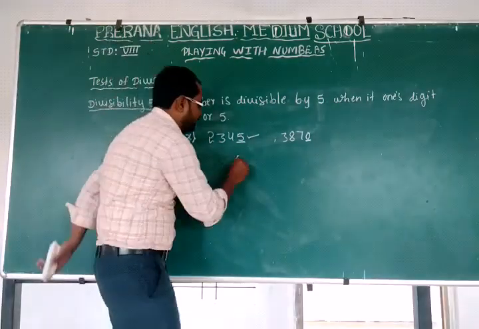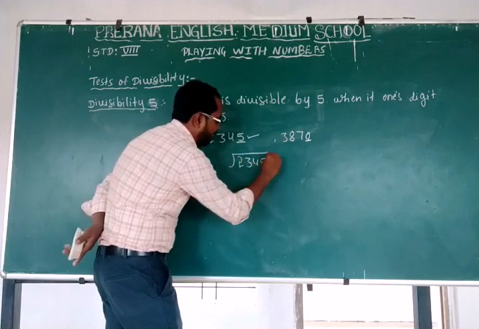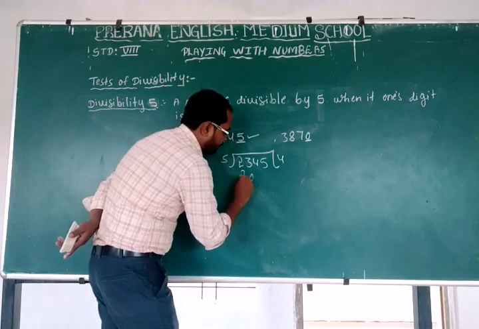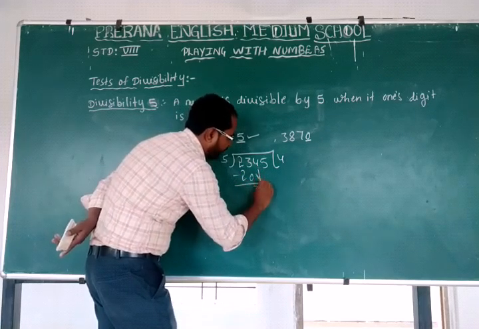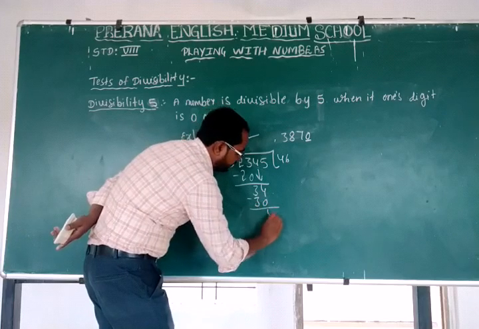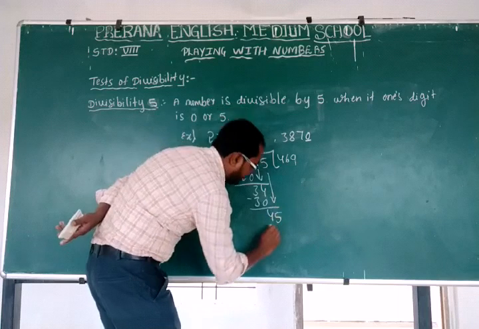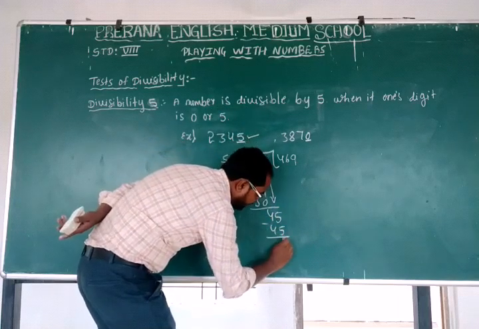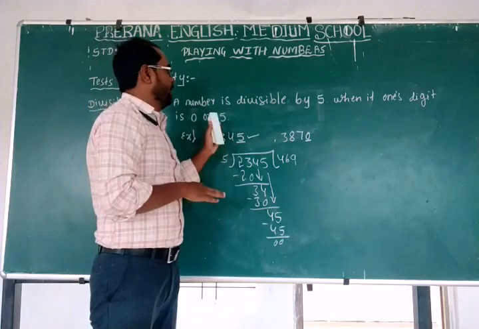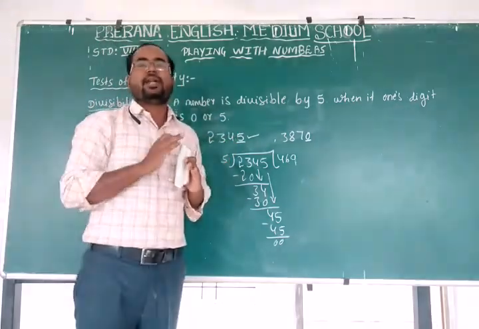If you want to check the first number 2, 3, 4, 5, whether it is divisible by 5 or not. See here, 5 into 4, 20. So 3 remains. Next will be 4. 5 into 6 will be 30. So 4 remains. Next 5 will come. So that means 5 into 9, 45. The remainder has become completely 0. That means if a number in its units place is 0 or 5, then we say it is completely divisible by 5.